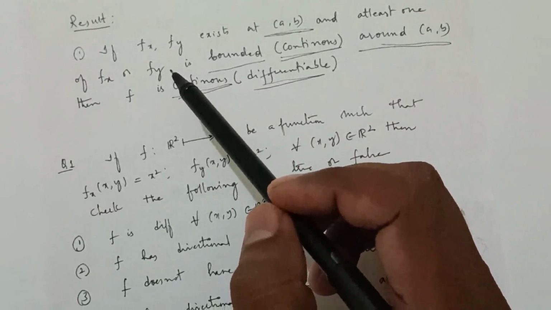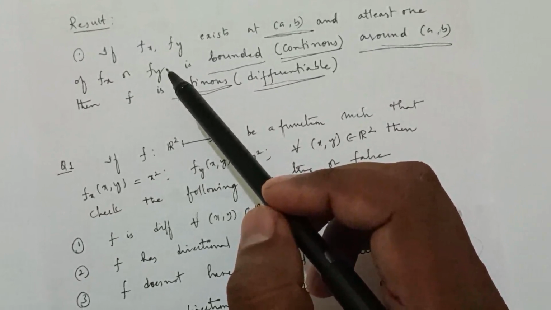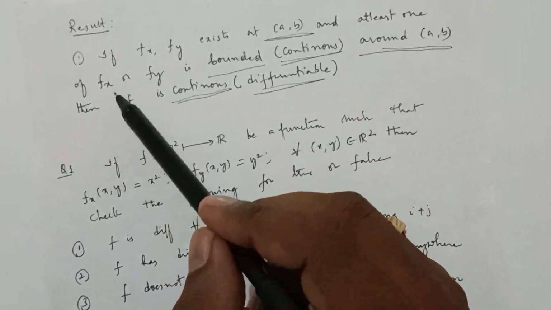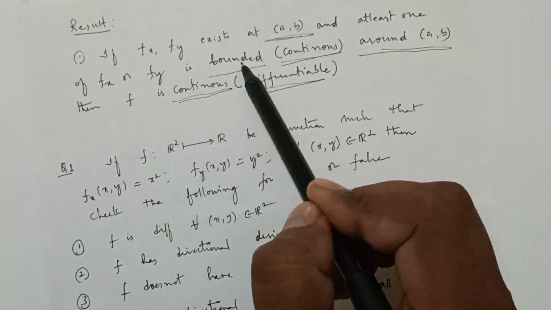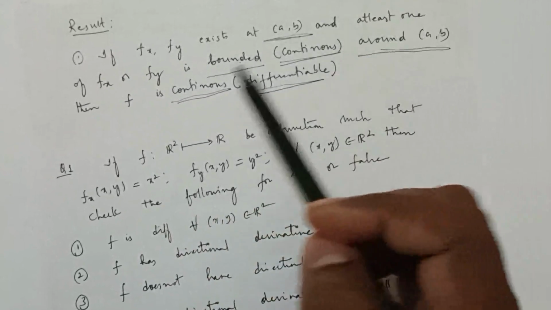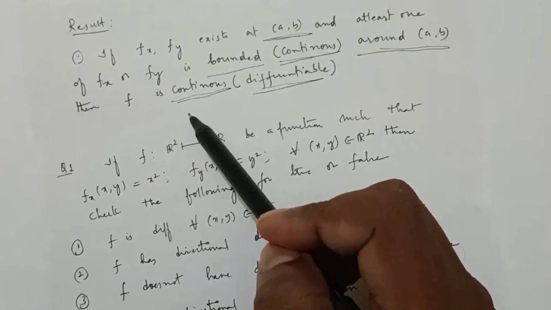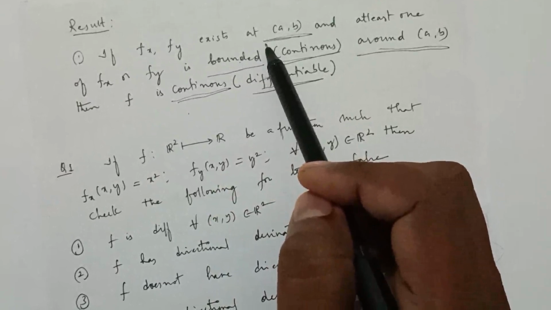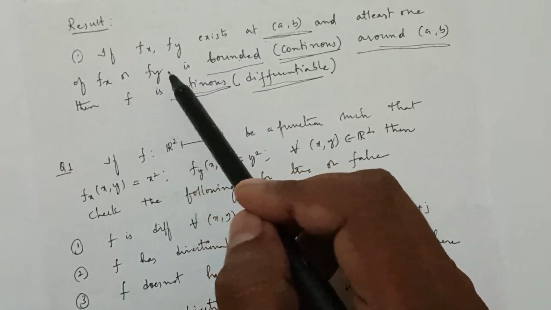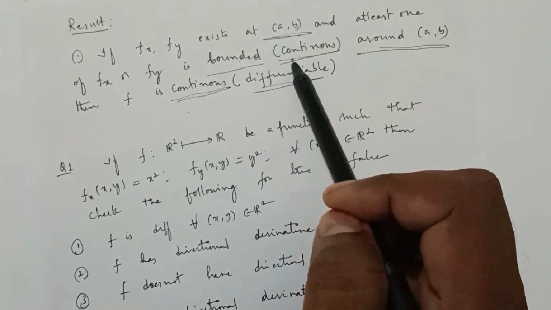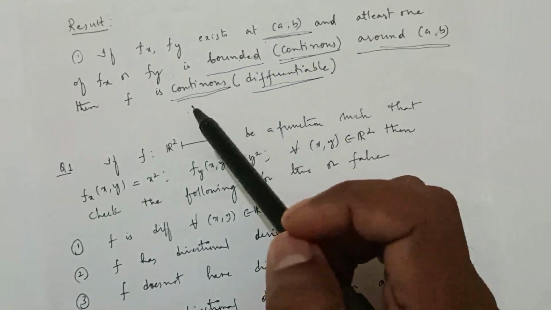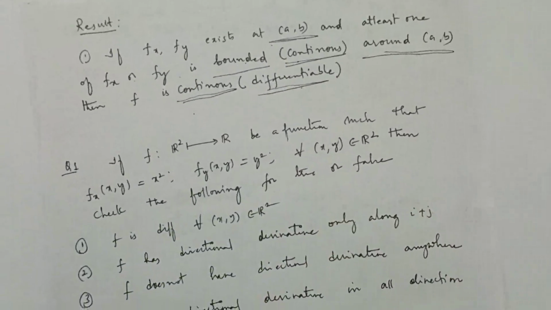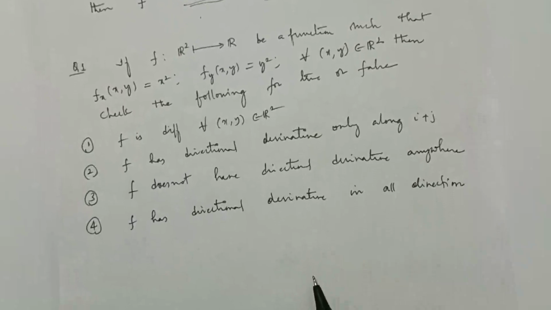So you need to read it this way: if the partial derivatives exist at AB and at least one of the partial derivatives is bounded around AB, then f is continuous. The other result is if the partial derivatives exist at AB and at least one of those partial derivatives is continuous around AB, then f is differentiable. Idea is clear? So we have a few problems here.